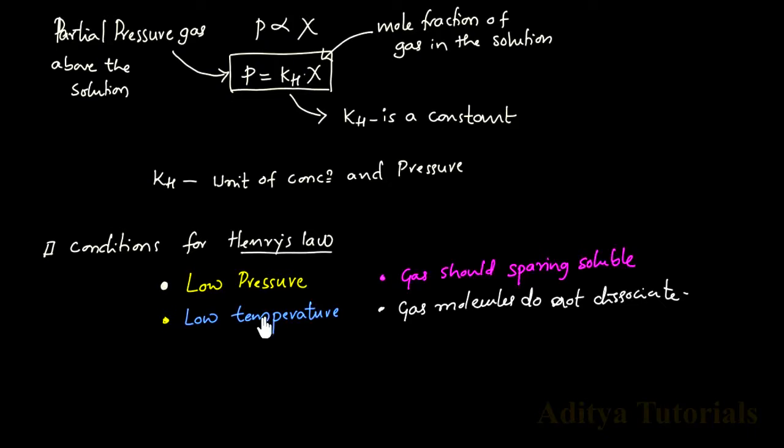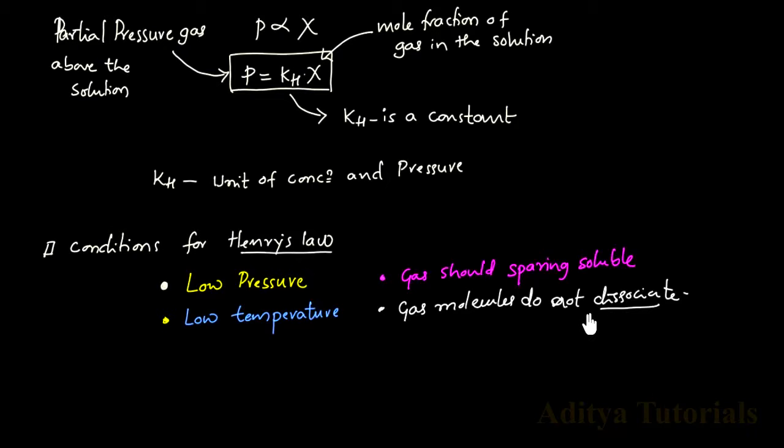Low temperature, because at high temperature the gas molecules gain kinetic energy, and by that the solubility of the gas decreases in a solution. The gas should be sparingly soluble, meaning the solubility of the gas should be less. And here the gas molecules do not dissociate. When we talk about dissociation, whenever the gas molecules dissociate, it means that they are reacting with the solvent. That should not happen actually.